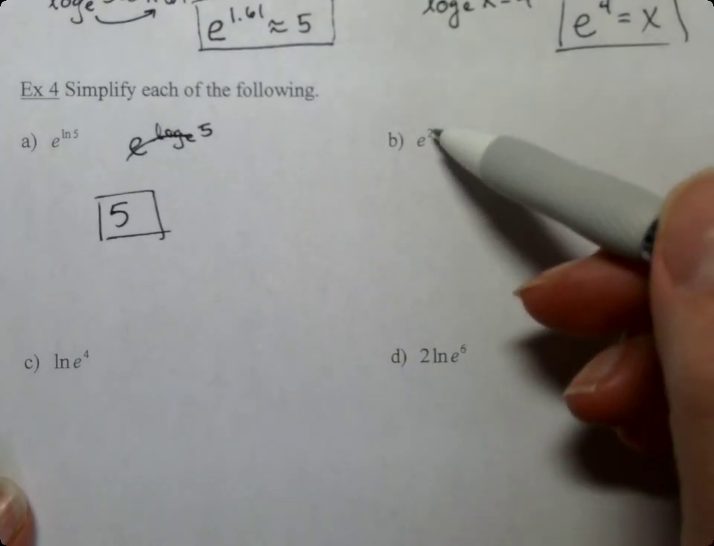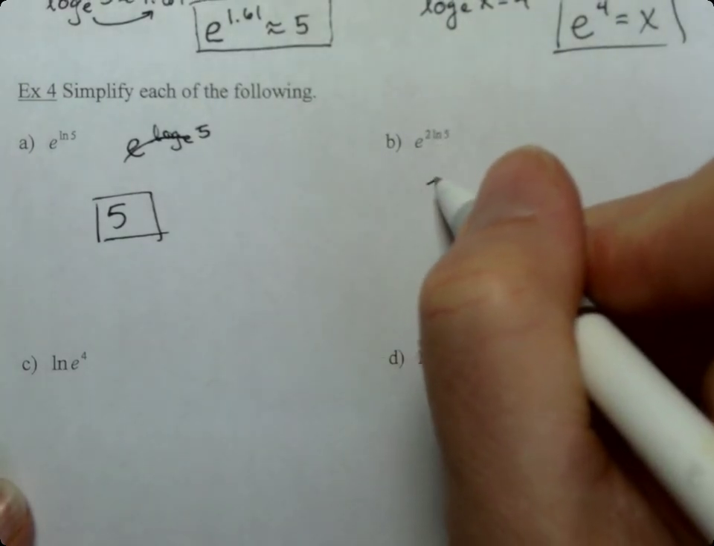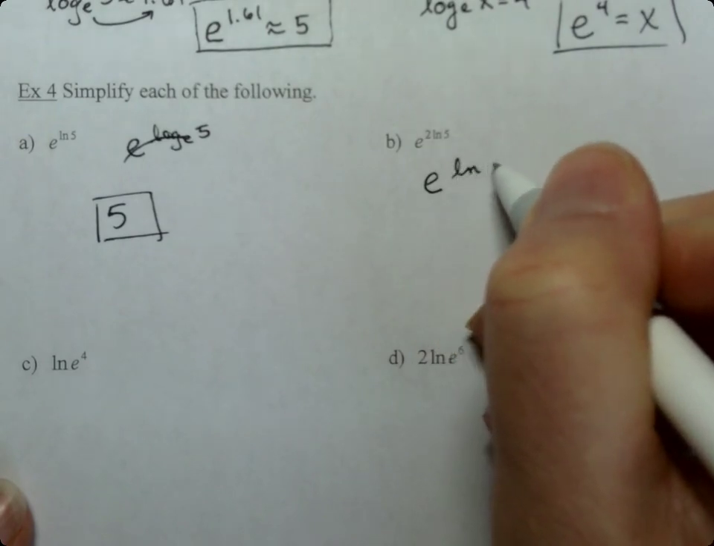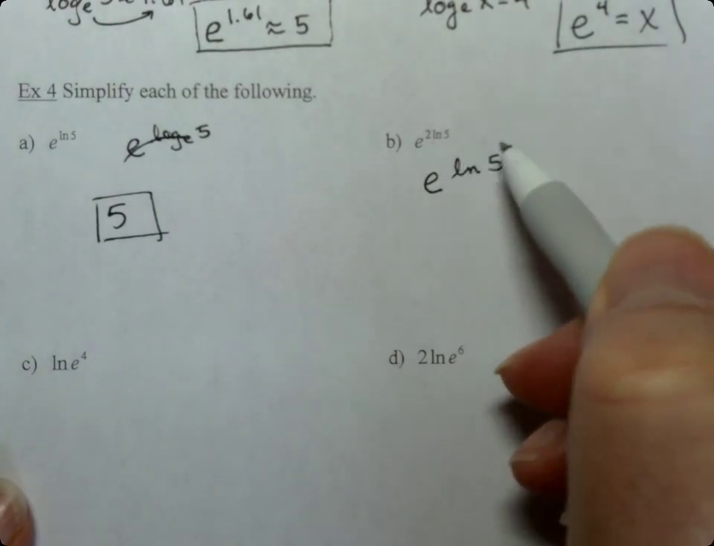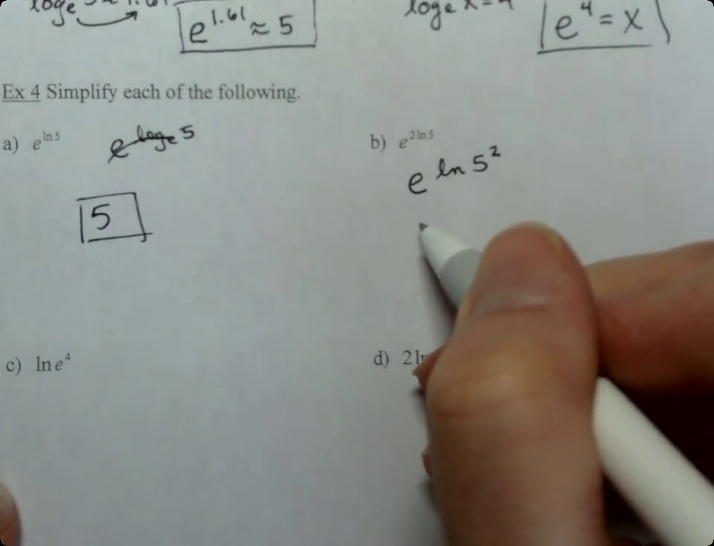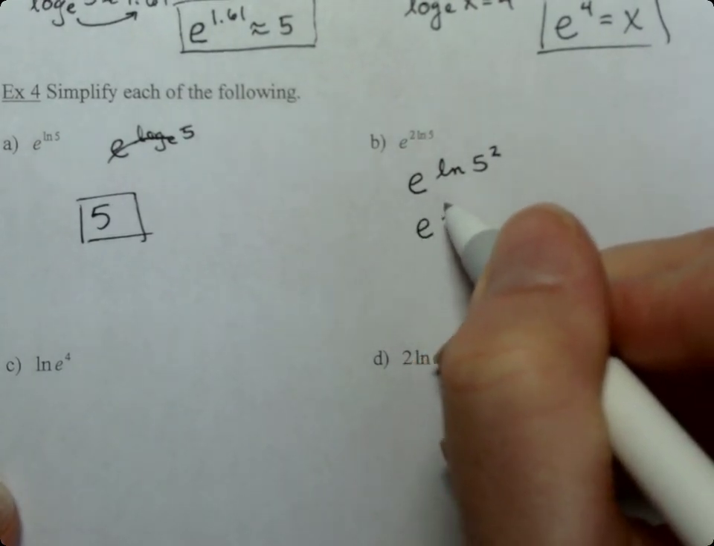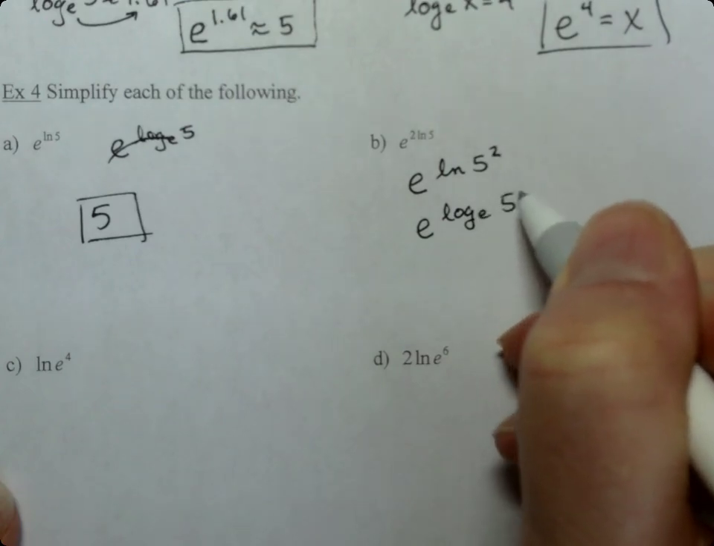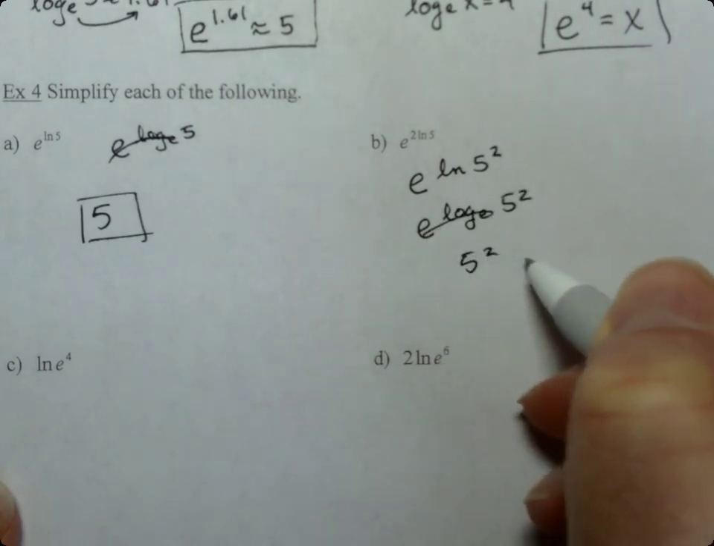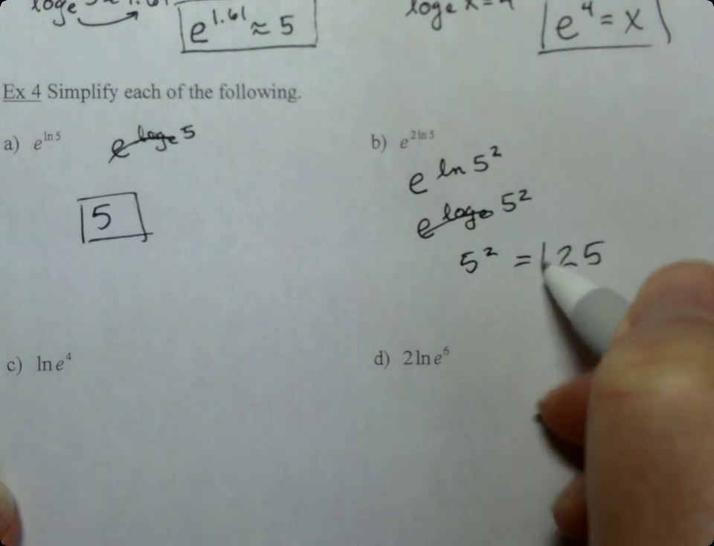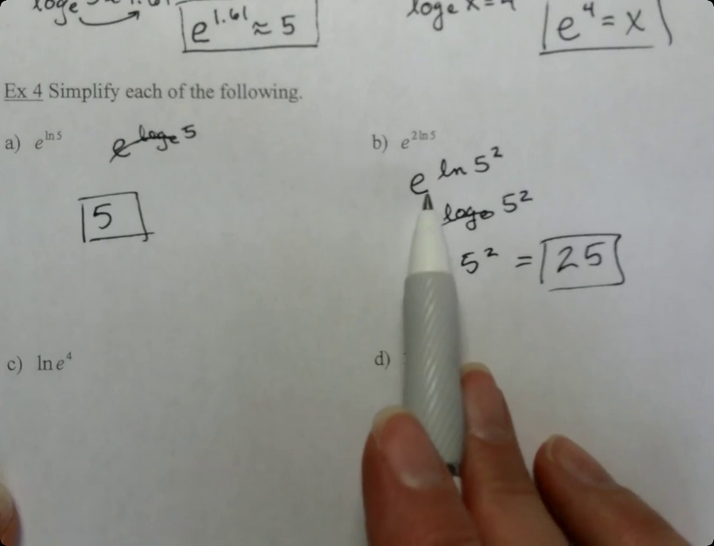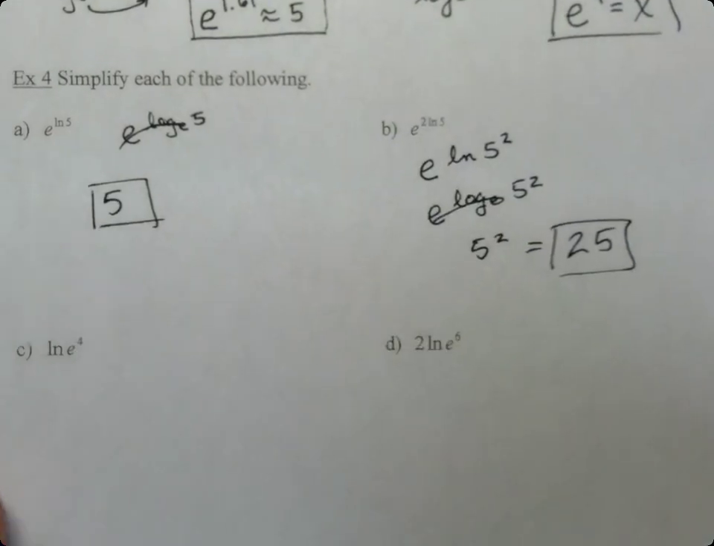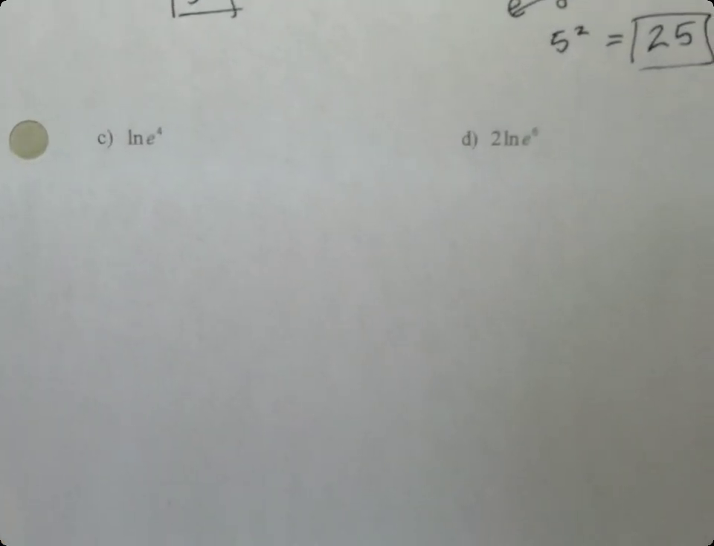You can't have that product out front, so you're going to rewrite this as e to the natural log of 5 squared. Not 5 times 2, but 5 squared. That multiplication comes out front. So this is the same as saying e log base e of 5 squared. And 5 squared is what? 25. Guys, do you have to rewrite it as log base e? No, you should know that e natural log cancels out. Okay, I'll give you a second. You do the next two.